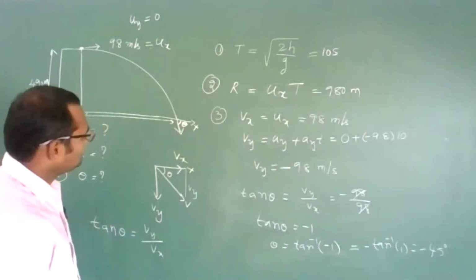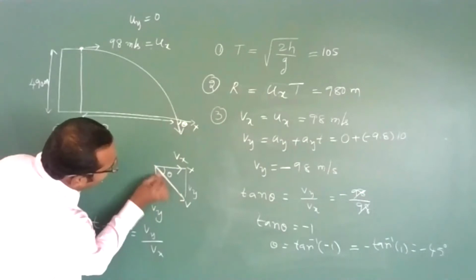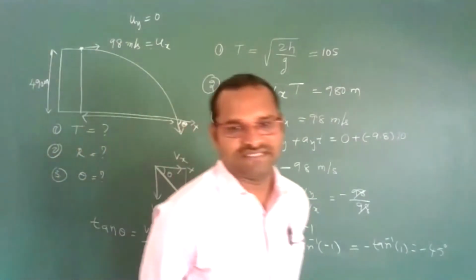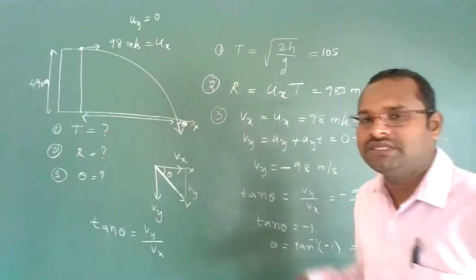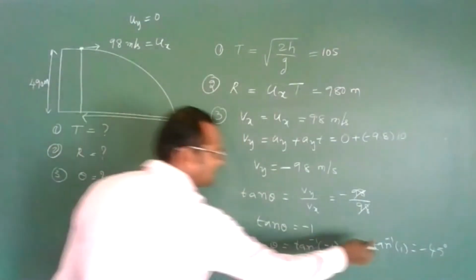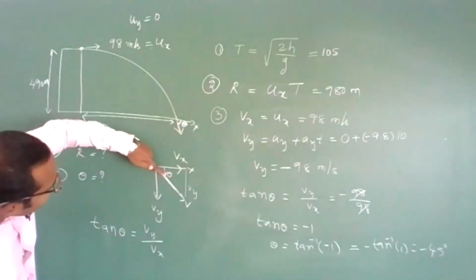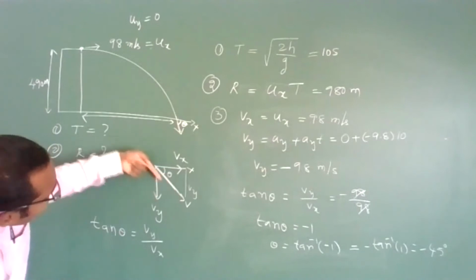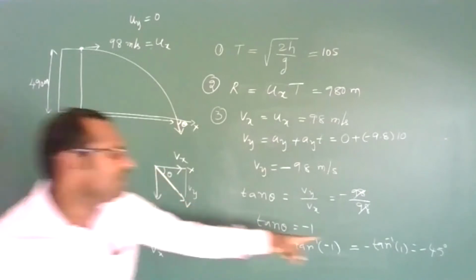Finished. It means in the downward direction, along the horizontal axis, it is making an angle of 45 degrees. That is the answer. Minus indicates the downward direction. If you get plus here, that means the velocity is pointing upward. That is the meaning. The velocity vector is in the downward direction, so that's why minus 45.